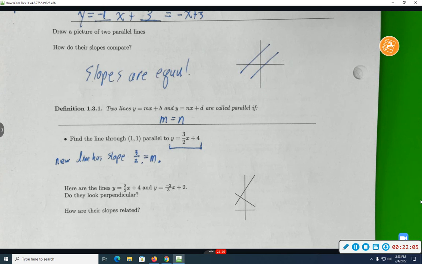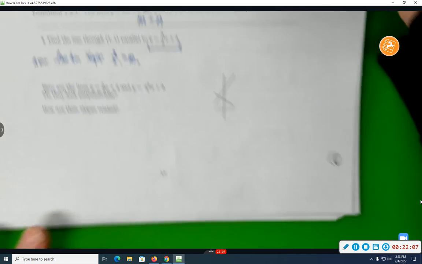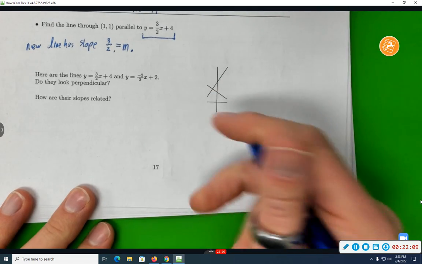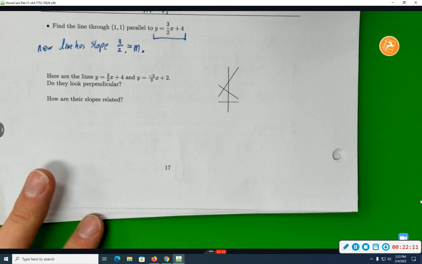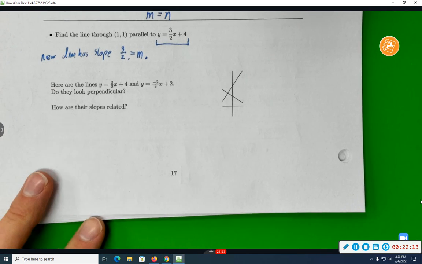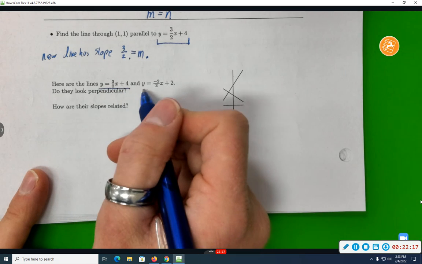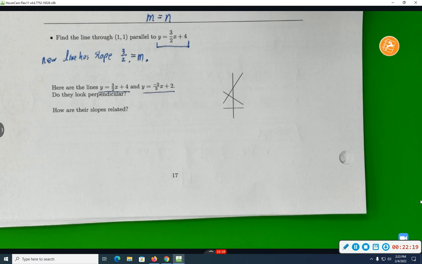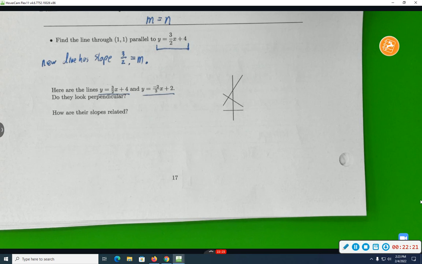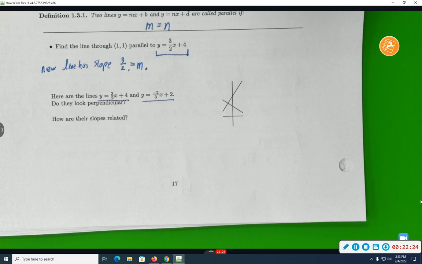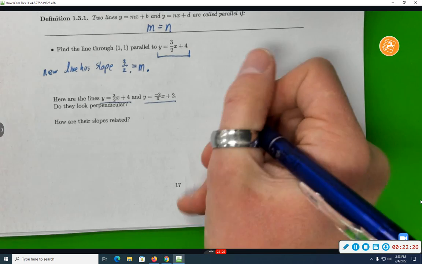So, the last concept that I want to hit is the idea of perpendicular lines. Two lines are perpendicular if they meet at a right angle. And here, just for visualization's sake, are two lines: y equals 3/2 x plus 4, and y equals negative 2/3 x plus 2. Do those two lines look like they meet at a right angle? Yeah, great.